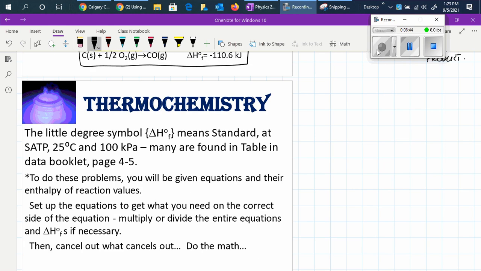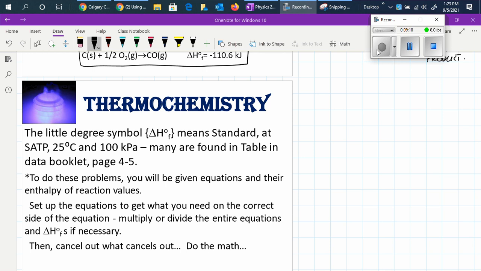So when we see the little degree symbol, that means standard conditions, SATP, which is 25 degrees Celsius and 100 kilopascals. And all these changes of enthalpy of formation can be found on pages 4 and 5 of your data booklet.